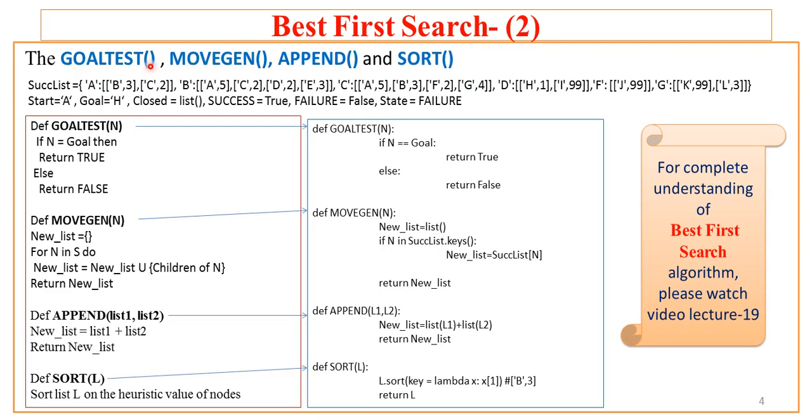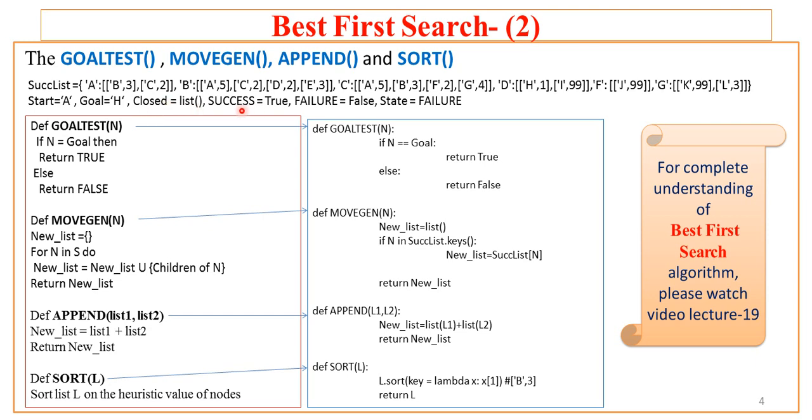Before we see the actual implementation of best first search, let us first focus on how to implement the sub-algorithms which are used in best first search. The sub-algorithms are goal test, moveGen, append and sort. Here the successor list, which is a dictionary, is represented like this, which we already discussed in the last slide. Given is that we have start node A and goal H. So there is a global closed list.